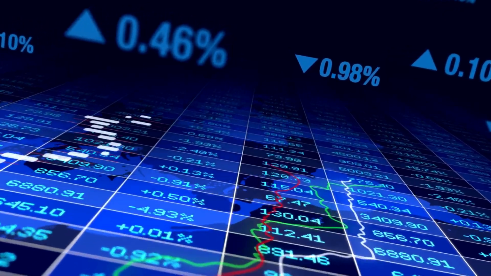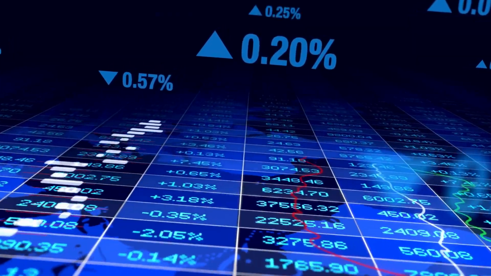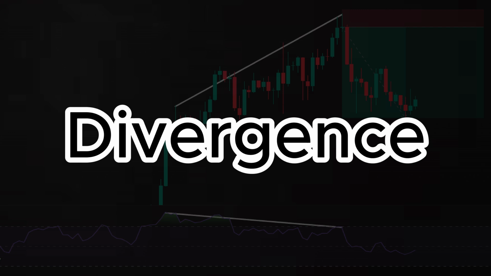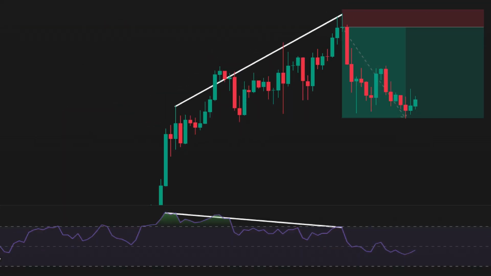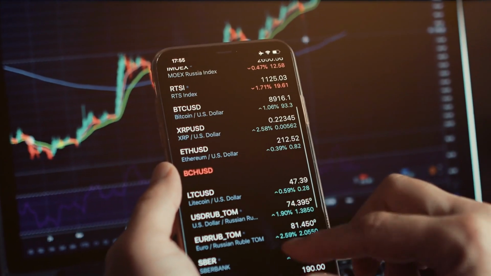All traders are looking for a strategy that is simple to use and can help them in analyzing complicated financial charts. Divergence is an efficient and easy to use technique that even beginner traders can take advantage of utilizing it.